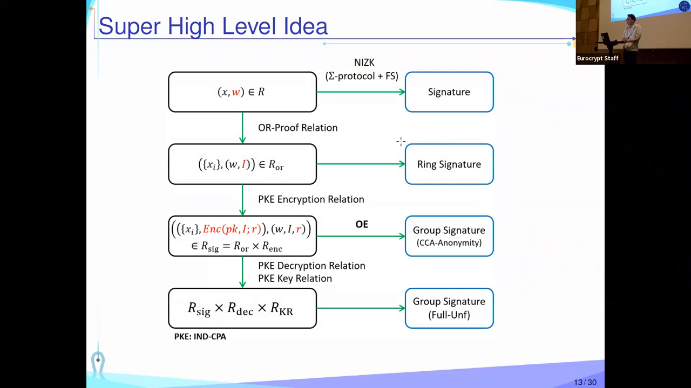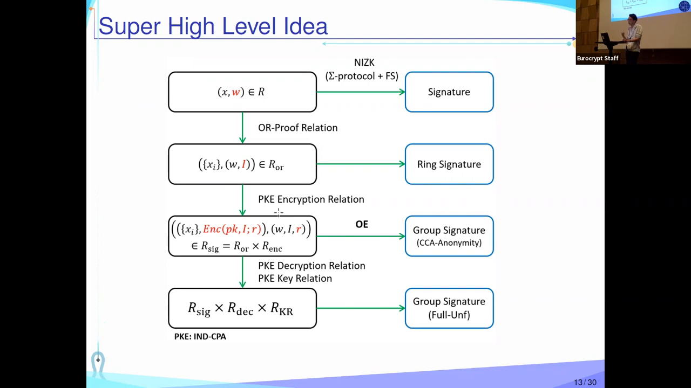So this is the super high level of our construction here. As you may know, if you have a relation with statement and witness W, and if you have an MPZK for this relation, or in our instance, we use a sigma protocol and via the Fiat-Shamir transform, you can have a signature scheme. And by expanding to an OR-proof relation, which means that there's a bunch of statements here and your witness is only for one of them, and if you have an MPZK for this relation, you can have a ring signature. It doesn't matter if you don't know what a ring signature is.